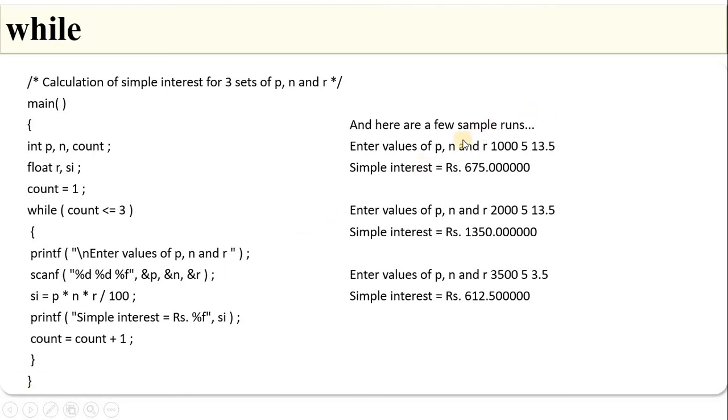So here are a few runs. First, it will say enter the values of P, N and R. It will enter some values. It will display a simple interest. Second time the loop is executed, it will enter the different values and the corresponding simple interest is displayed. Third time also you'll enter a different set of P, N and R value, and it will display the corresponding simple interest. This is how while loop is used to execute a block of logic or a set of code lines multiple times based upon certain condition.